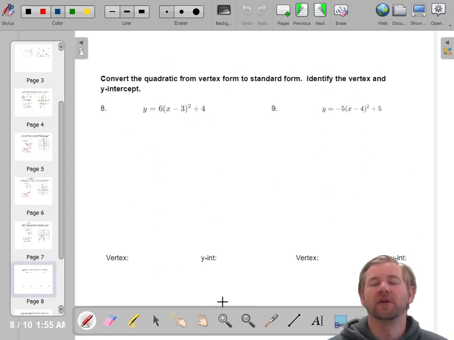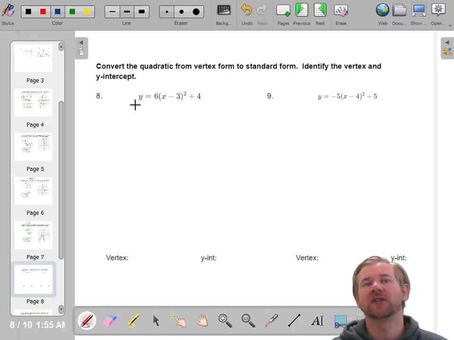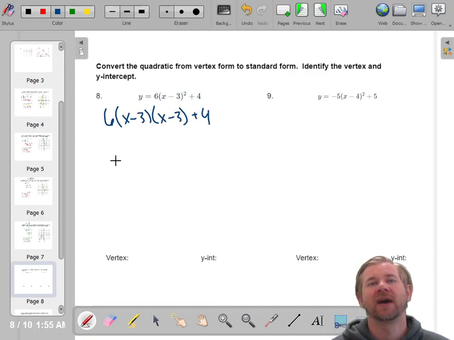Now let's convert between the two forms. We have vertex and we have standard form. To convert into standard form, you need to expand this guy out first. So what I do is I write that out, x minus 3, and now I'm going to ignore the 6, and I'm just going to FOIL this. X squared minus 3x, then distribute the -3, minus 3x, and -3 times -3 is +9.